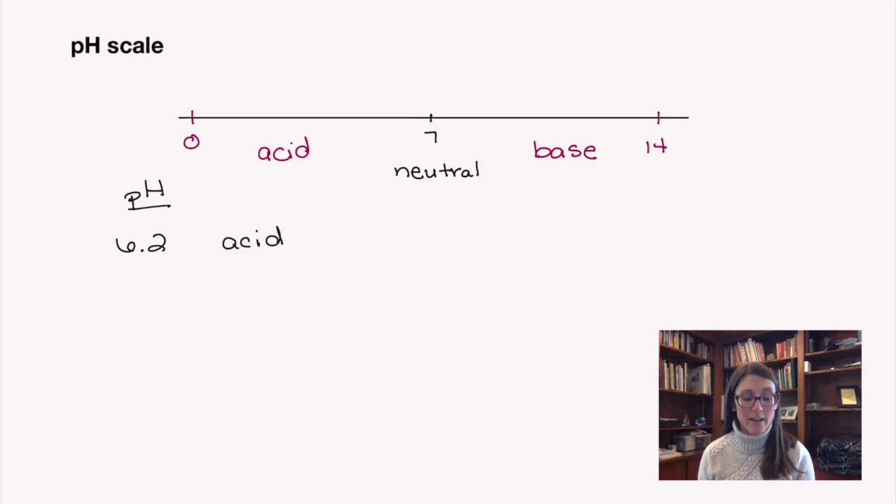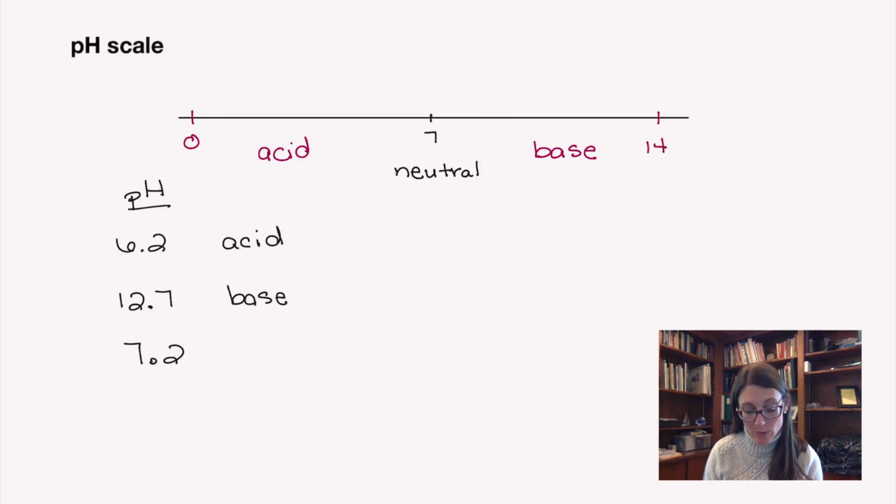On the other hand, if something has a pH, say, of 12.7, that's a base. If something has a pH of 7.2, that's still a base. It's only slightly basic, but it is still a base. So pH of 7 is neutral, less than that is acidic, more than that is basic.